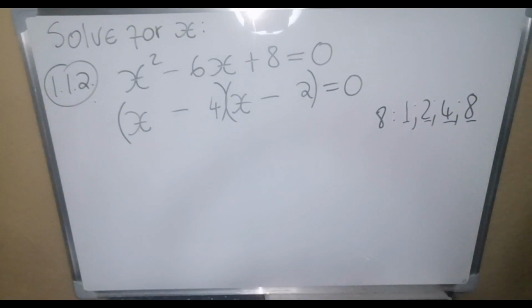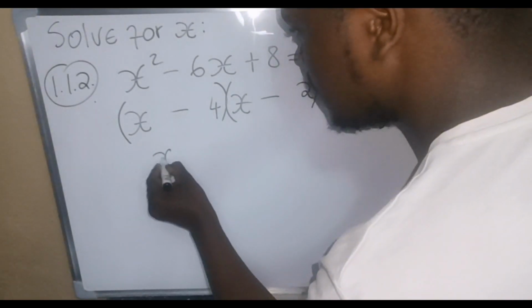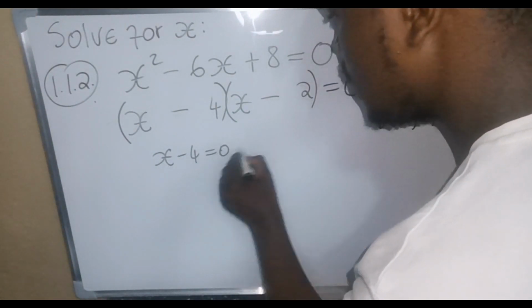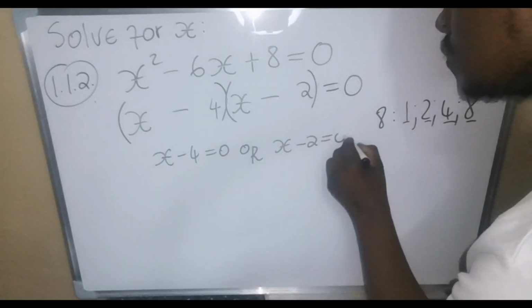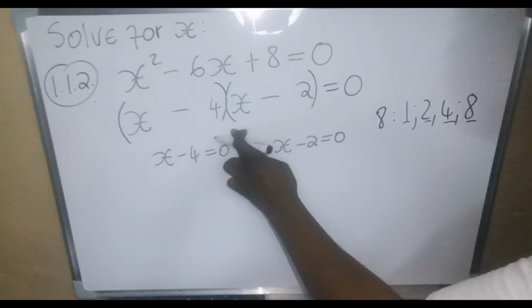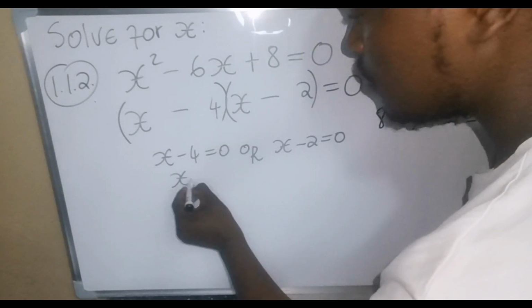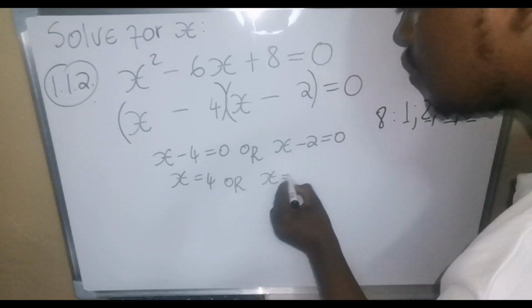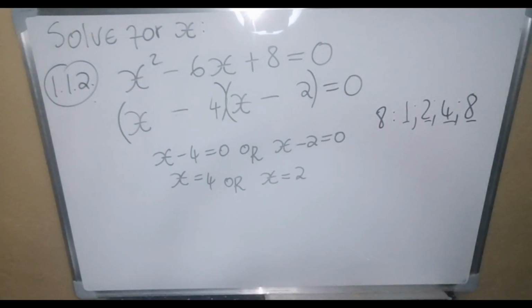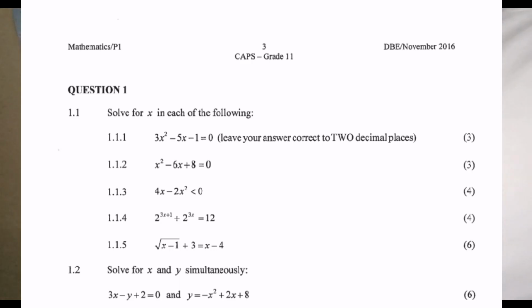Then now, I'm not done. I need to find x. I'm going to have x minus 4 equal to 0 or x minus 2 equal to 0. Therefore, I transpose this 4 to the right. X is going to be equal to 4 or x is going to be equal to positive 2. Then you are done here. I hope we are all clear, guys.